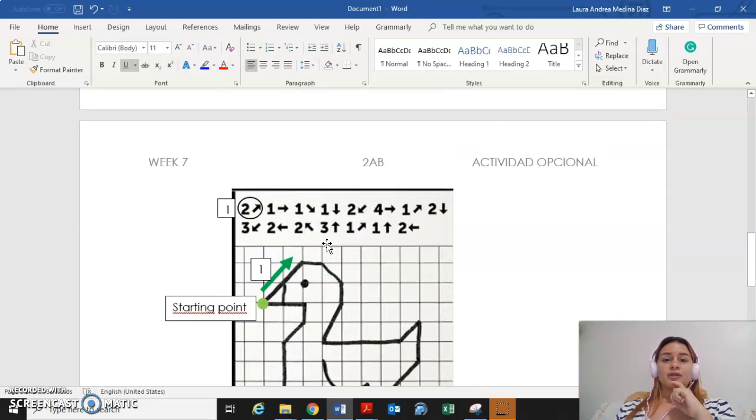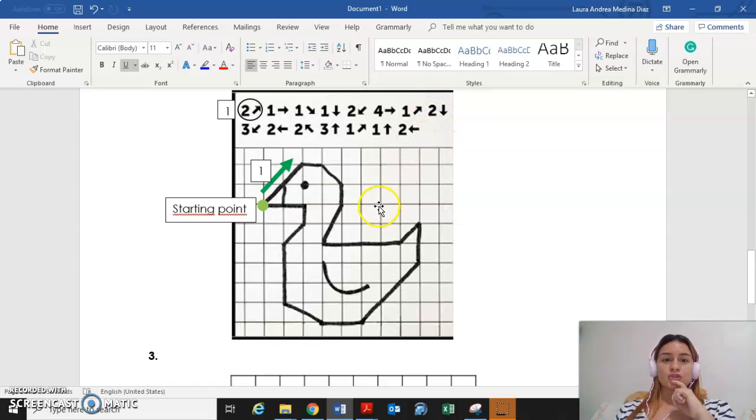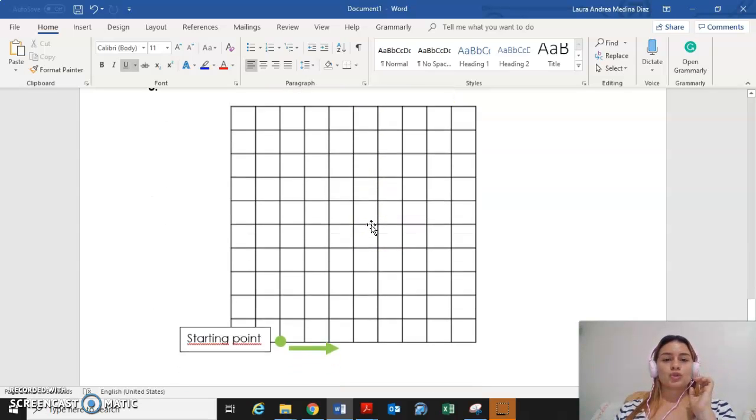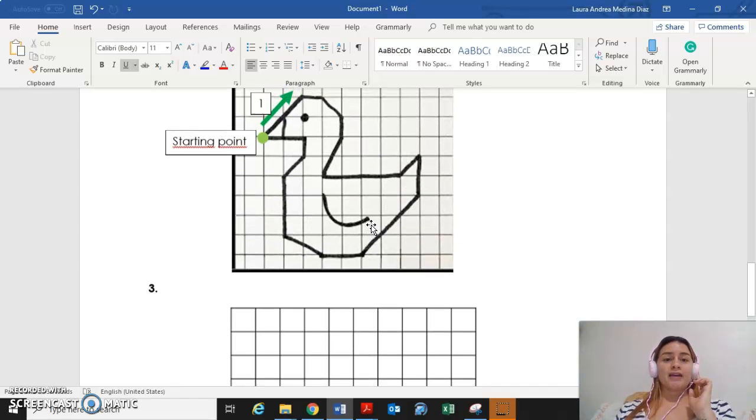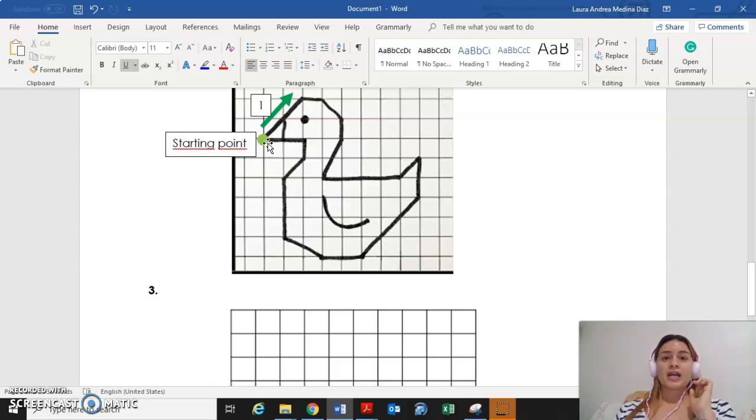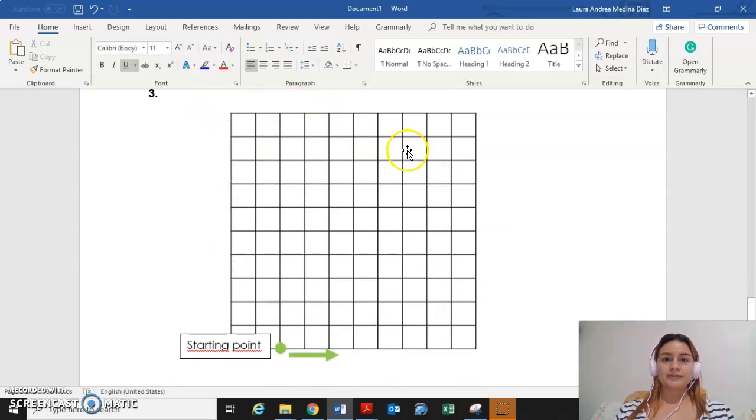Anyway, you need to follow also these instructions, very similar, to draw something in here. I gave you here the starting point of the duck, so in here I'm also going to give you the starting point. You can print it, or if you want, you can do it in your patterns notebook, okay? And the first instruction that I'm going to give you is going to the right, okay? So I'm going to do it one time, but you can repeat the video as many times as you want.